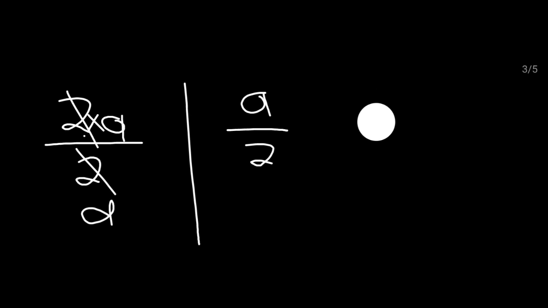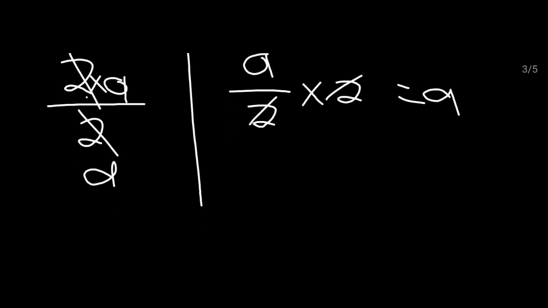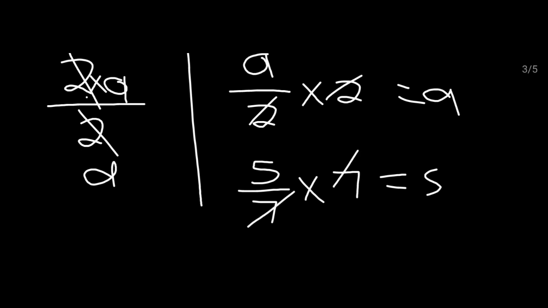Because the 2 is dividing, remember guys, as a fraction you must be very careful. The numerator is not the one that is dividing. The denominator is the one that is dividing. So a number that is dividing, we will multiply. So you can multiply by 2, they will cancel each other, and you remain with your a. On your calculator, if you have 5/7 multiplied by 7, it will give you 5. Why? Because the 7 cancels with the 7 below.